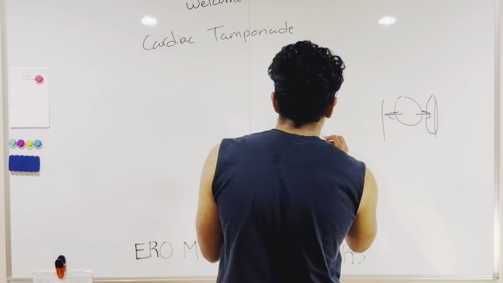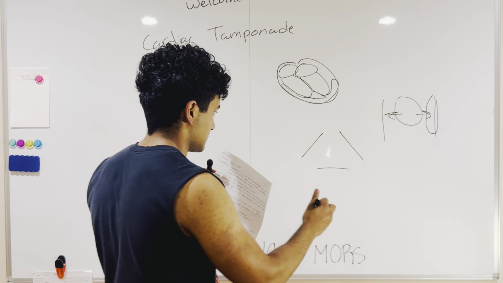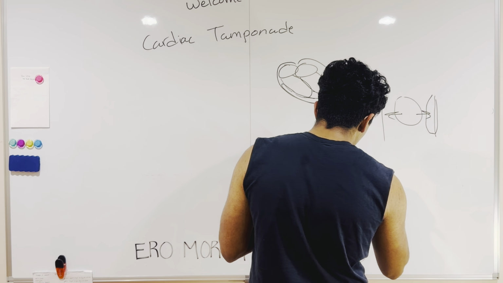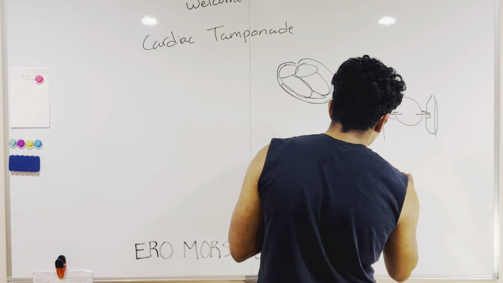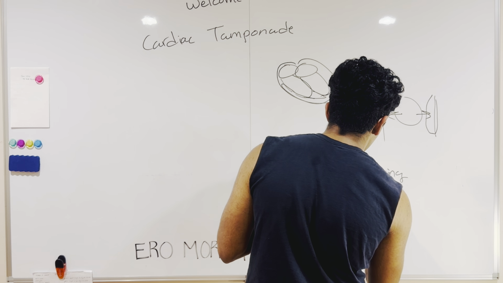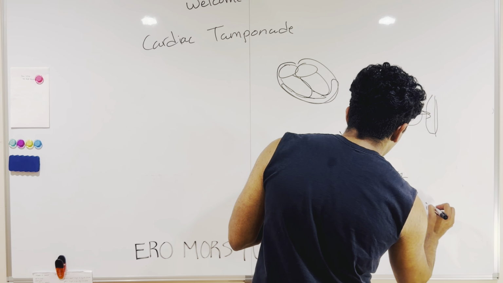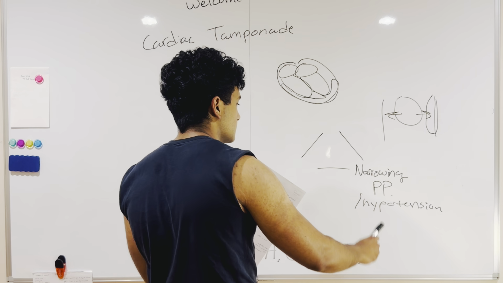Oh my goodness, the thing. He said the thing, it's Beck's triad. And this is narrowing pulse pressure. I'm going to just put BP / hypotension. Apparently some people learn it as hypotension. We learned it as narrowing pulse pressure.